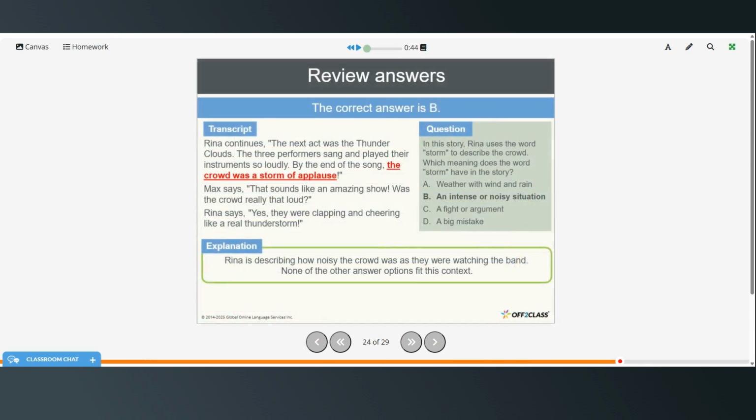And the correct answer is B. Storm in this context means an intense or noisy situation. We can support that with this phrase, the crowd was a storm of applause.